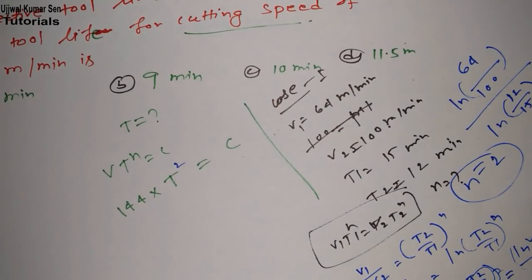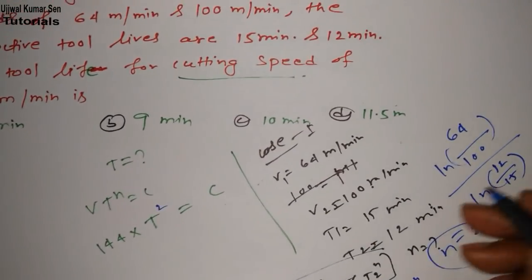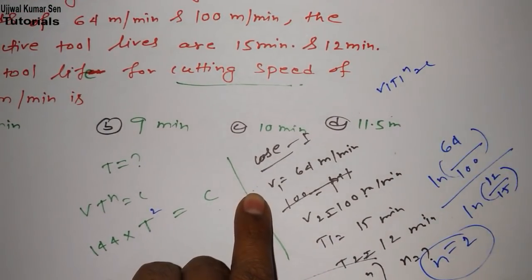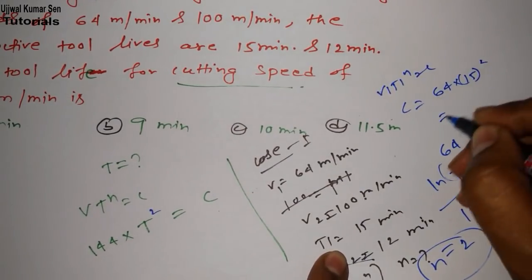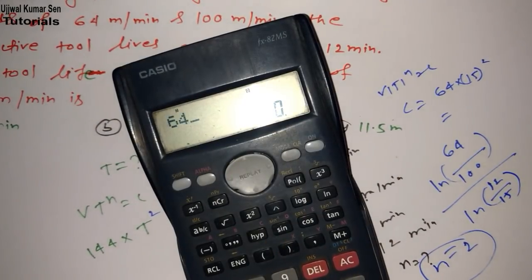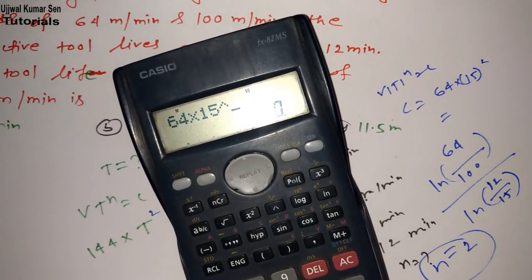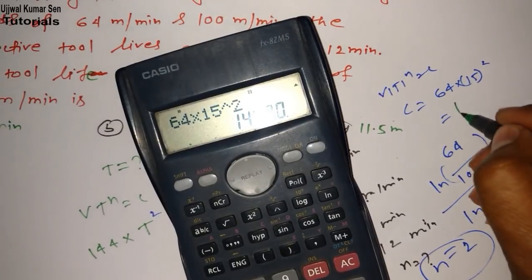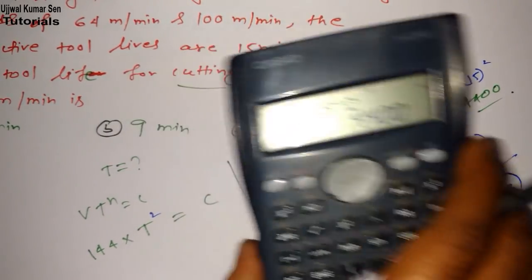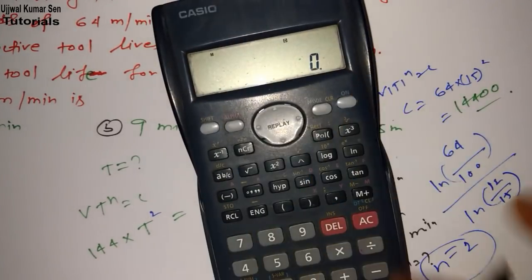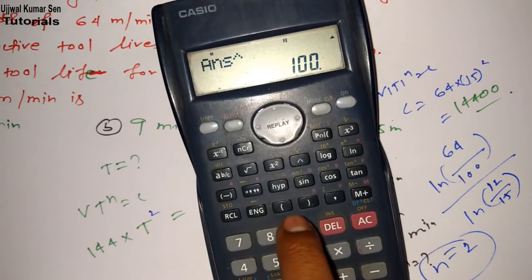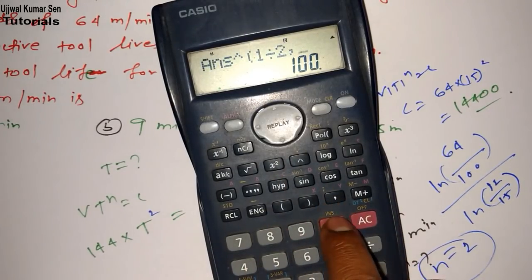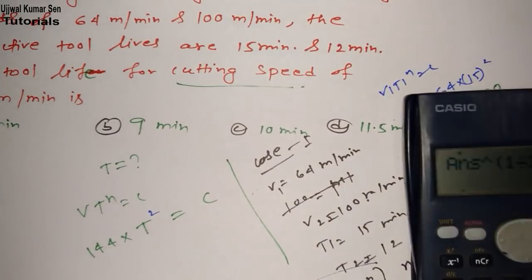Now, is there any way to get the value of C? Yes, we can find the value of C by using any of these equations. We got V1 T1 to the power n is equal to constant, so constant is equal to V1, 64, times T1, 15, squared. So 64 into 15 squared, we are getting 14,400. Then we can use that: 14,400 divided by 144, and whole to the power 1 by 2. Then we can find the answer. So it's 10 minutes. We are getting what?